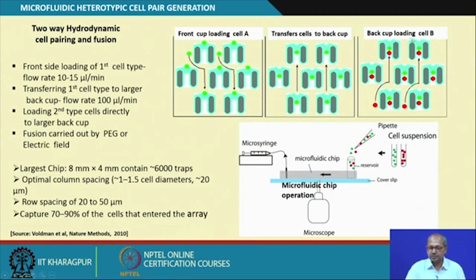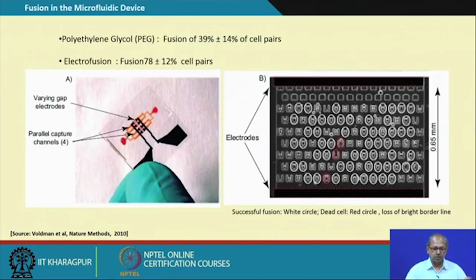This is a very idealistic picture, but in a real situation what we observed is that there are some clusters, even 3 cells coming together, but their percentage is less. So, in that way around 70 to 90% of cells will be captured as just one pair. So, next is how to fuse those cells using the same platform.